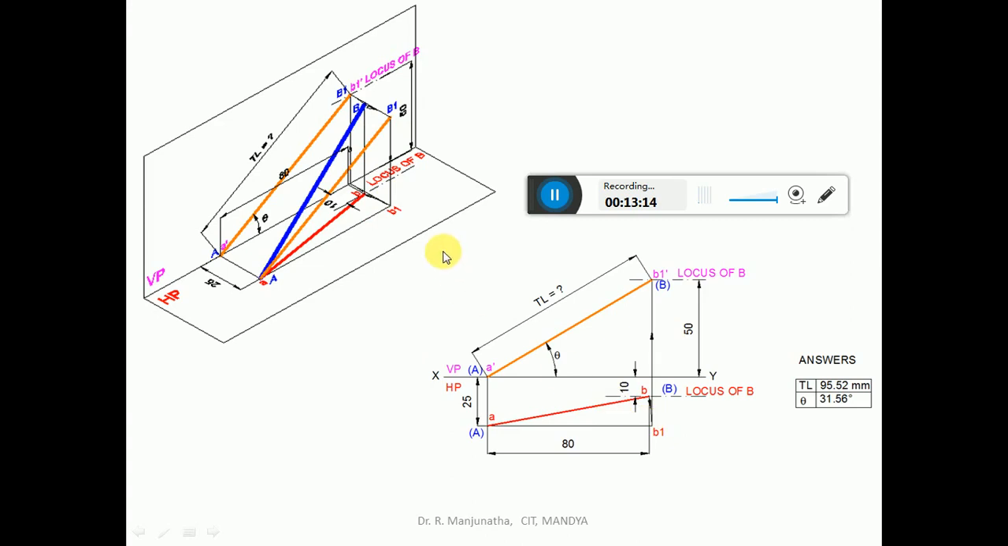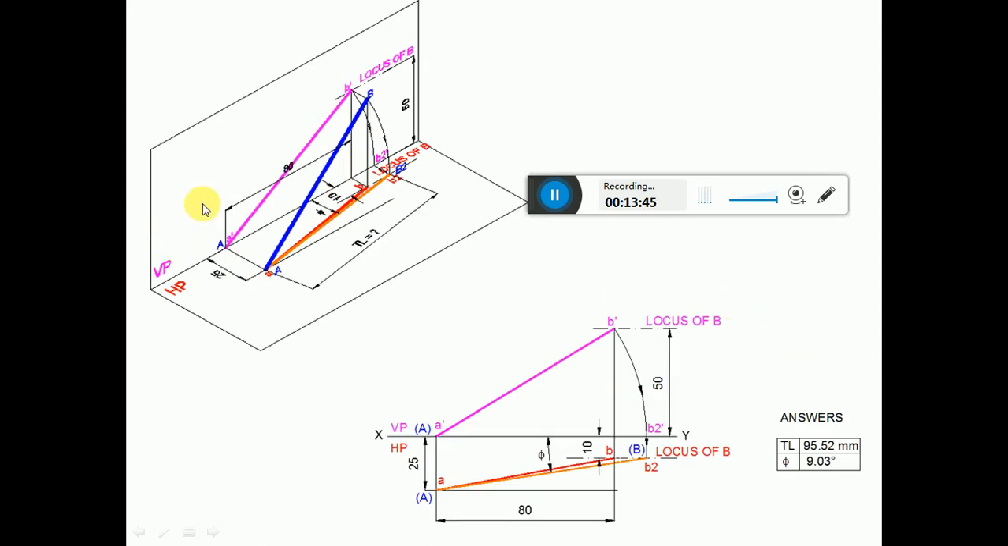So now when you project this into the front view, you are going to get the true length in VP. So this line is the true length because AB1 is parallel to VP. Both are in front of VP by 25 mm. That is the reason why we have marked this as capital A and capital B. So this is the true inclination with respect to HP, which is theta, which is measured here, and also the true length.